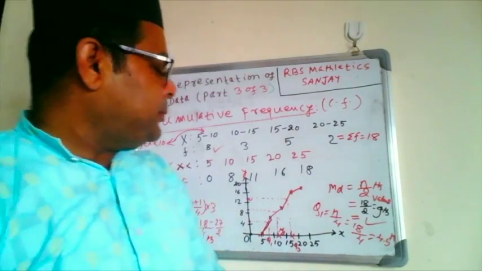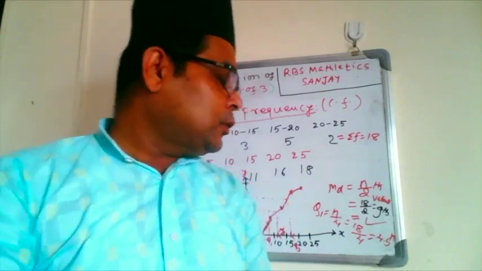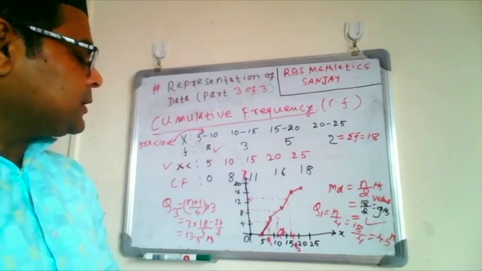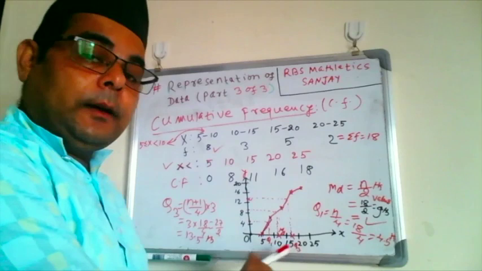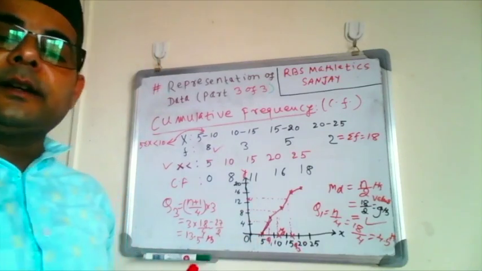So from the cumulative frequency graph, you'll be able to find so much information. Like here, the one I have done for you to understand how to find the quartiles.